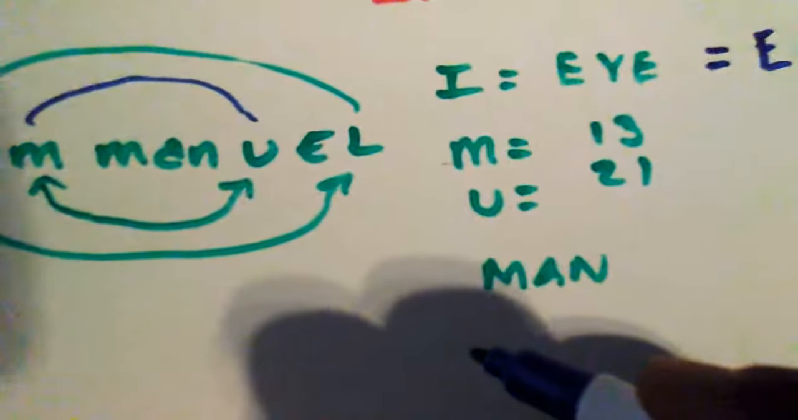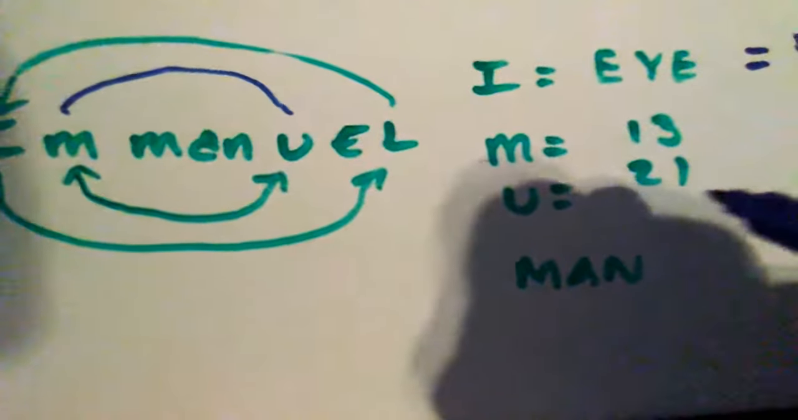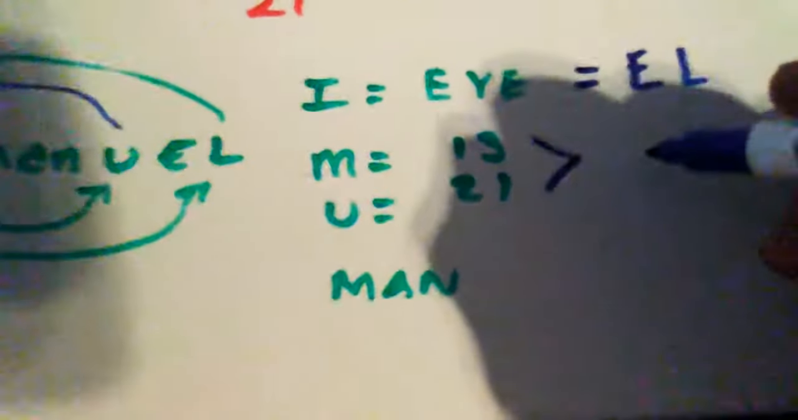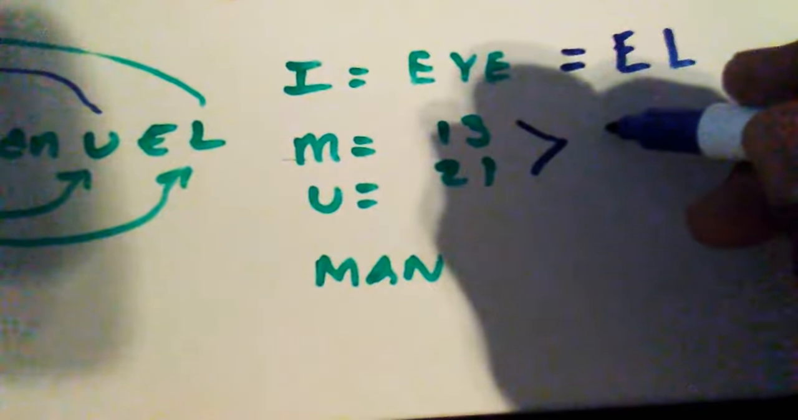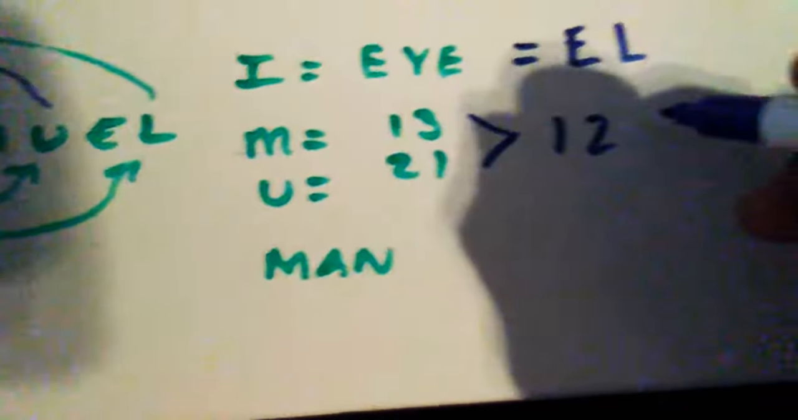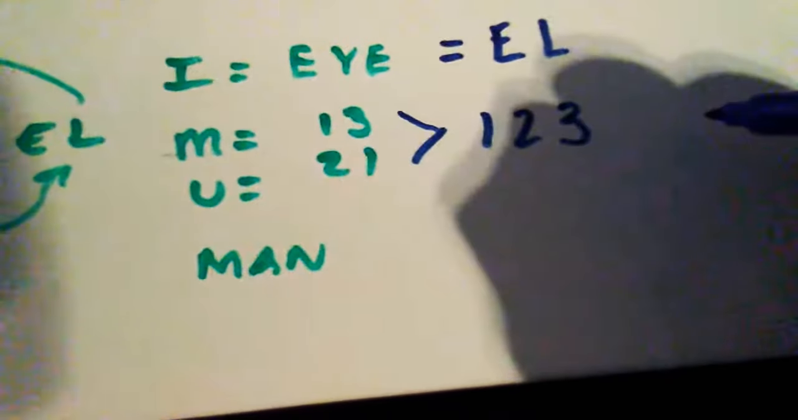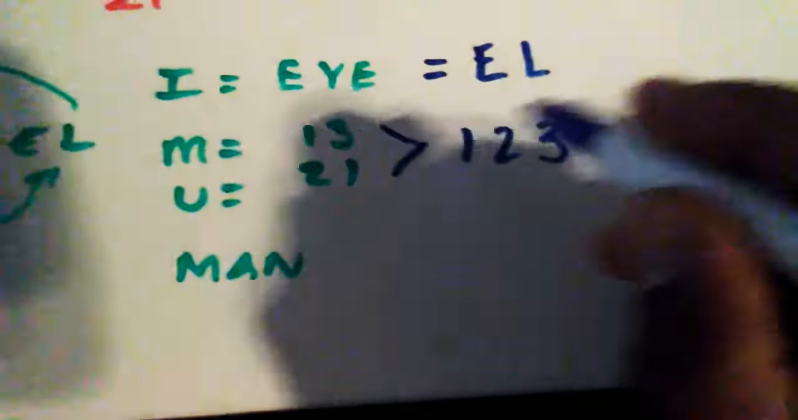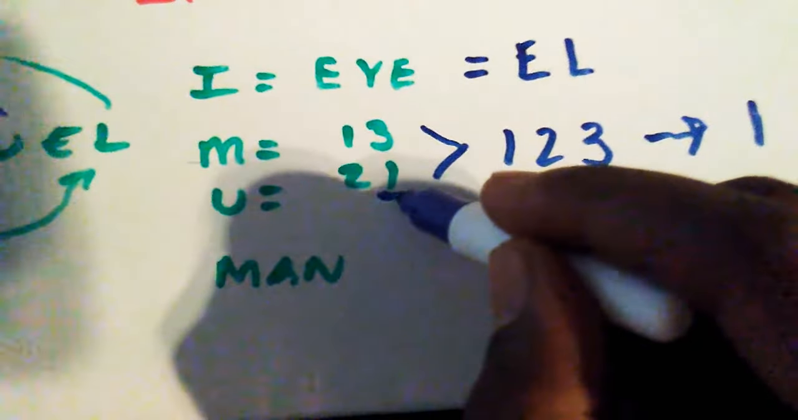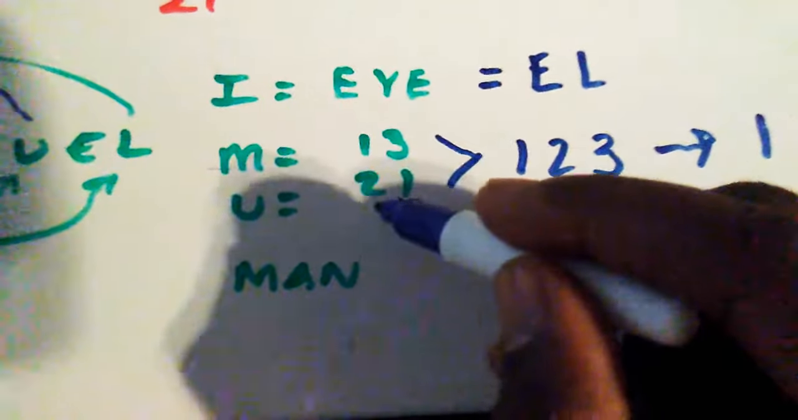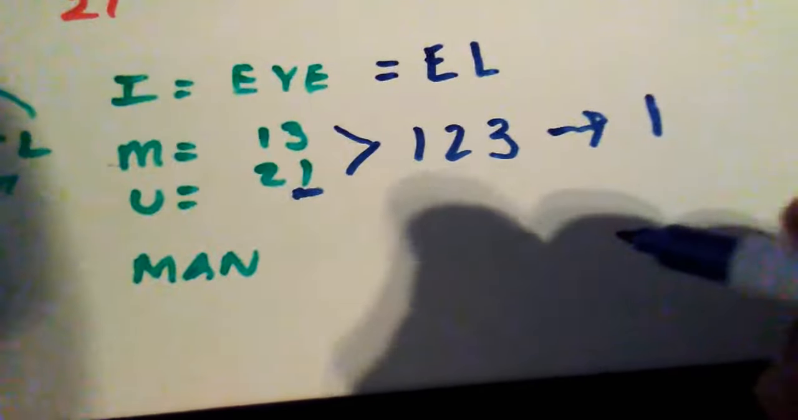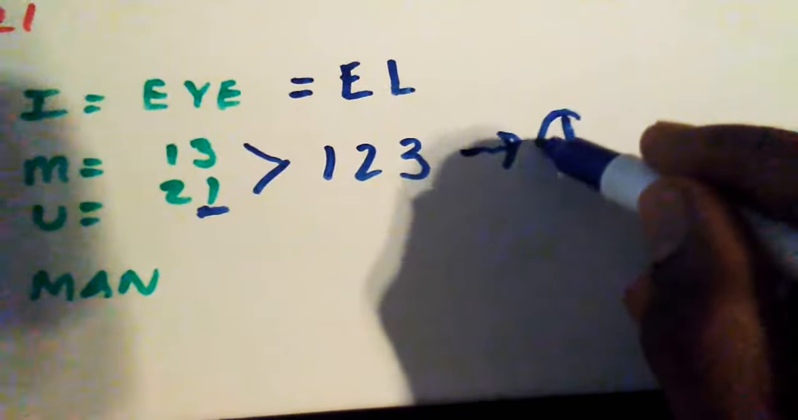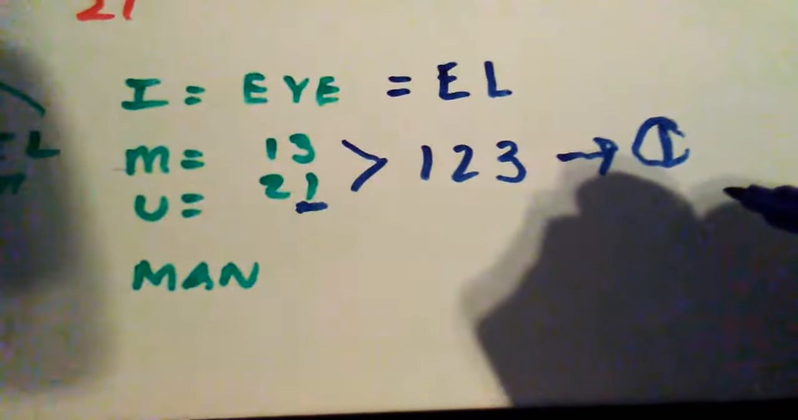M is 13. The U is 21, it's the 20th letter of the alphabet. You see the signature again of 1, 2, 3, and that hidden 1. You see, 1, 2, 3, and that hidden 1. And if there's 1 being hidden, let's make it so.